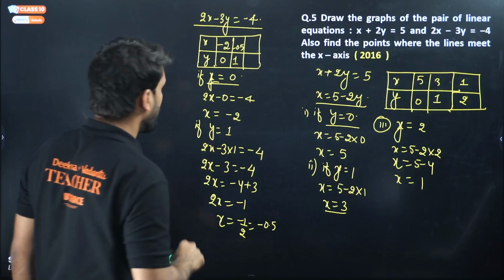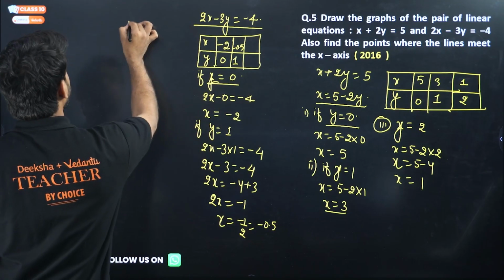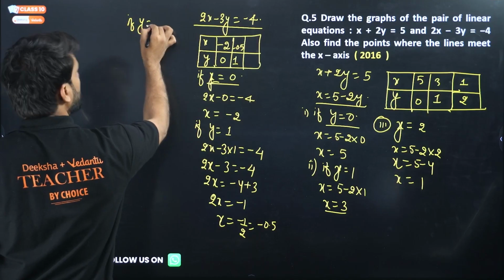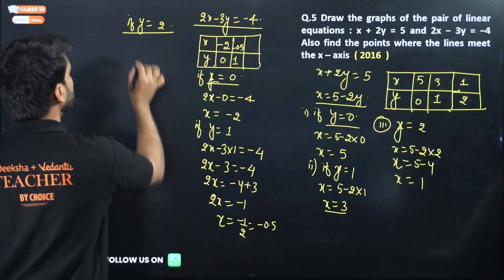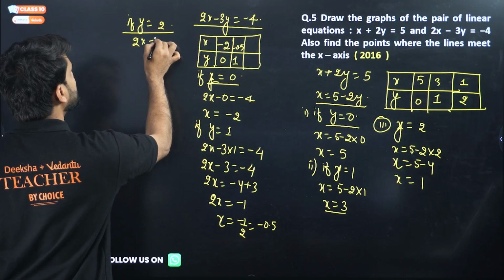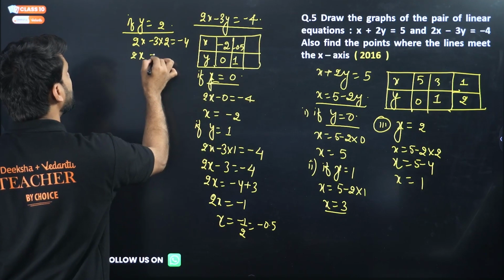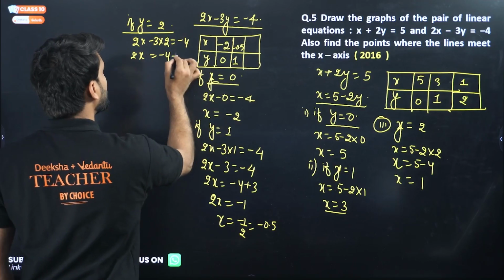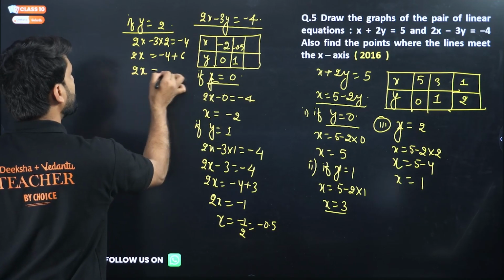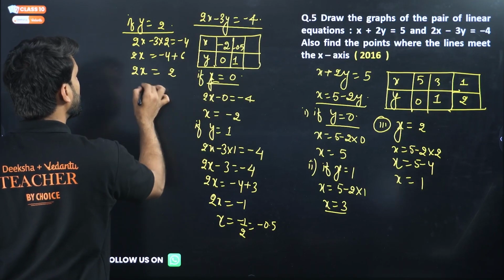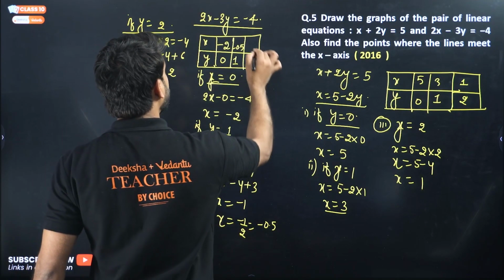Now if y equals 2, we can put 2 here. So what will be x? This will be 2x minus 3 into 2, which is minus 4. So 2x will be minus 4, and this minus 6 will be plus 6. So we are getting 2x equals 2, which gives x equals 1. So on putting y as 2, we are getting x as 1.